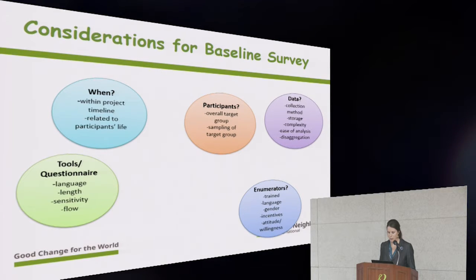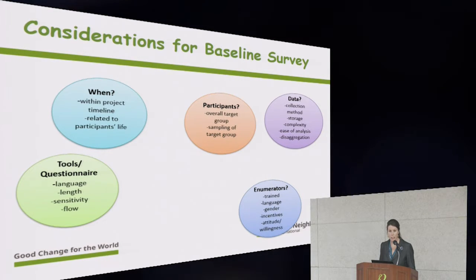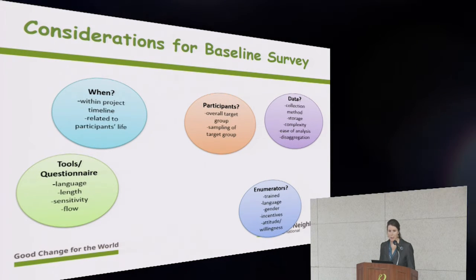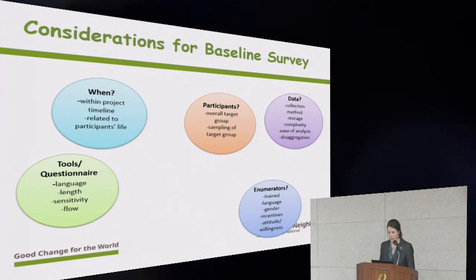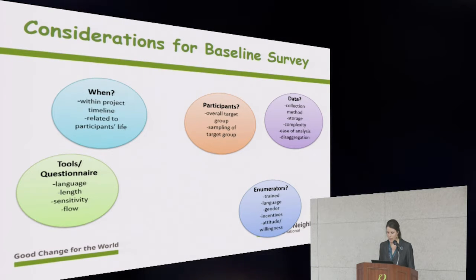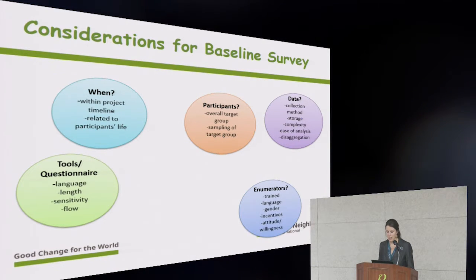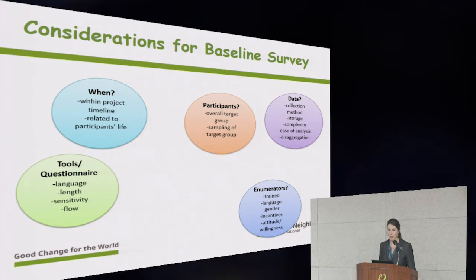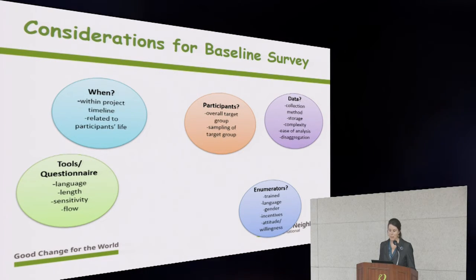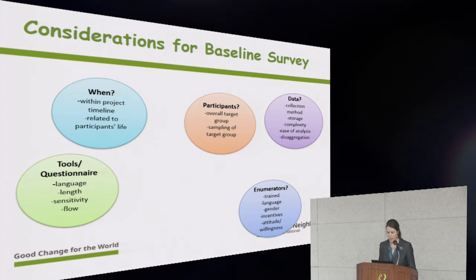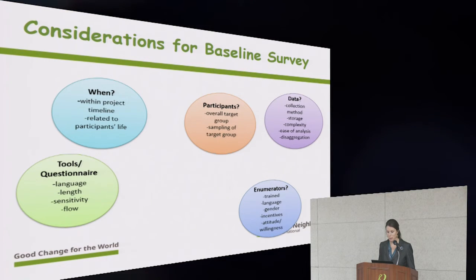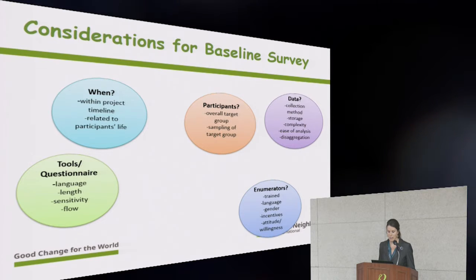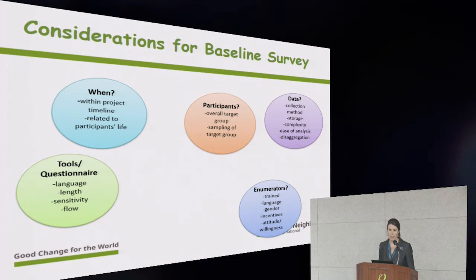When it comes to enumerators, we need to make sure they're trained consistently, all in the same manner. We need to consider the language. Of course, they should speak the same language as the local population. And consider gender sensitivity. So especially if you have any sensitive questions or subjects, you'll probably want males to collect data from males and females from females. Also think about their attitude and willingness. So what is there to ensure that the data collectors are collecting and reporting accurately?